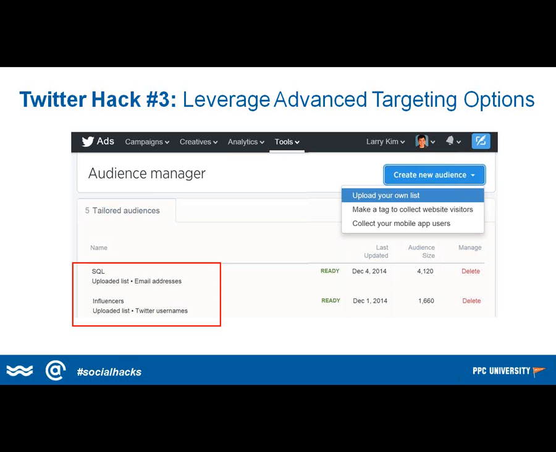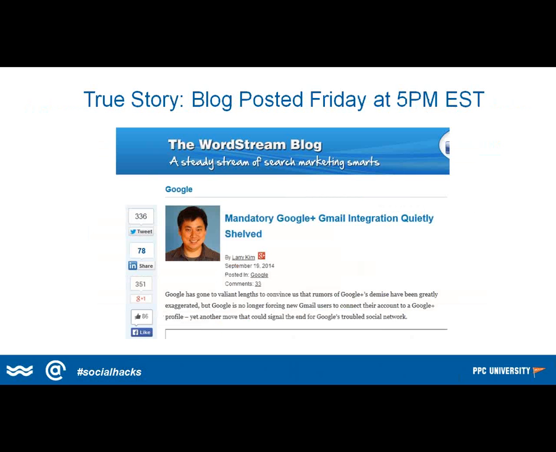Well, journalists also hang out on Twitter, and so what I've done here is I've created an influencer list. It's 1,660 journalists and super influential people. Marty, you're actually on this list. And basically what I do is I have a card targeted to that super influential people list.